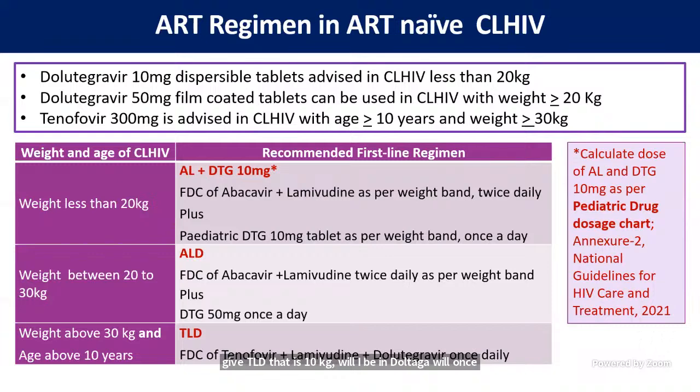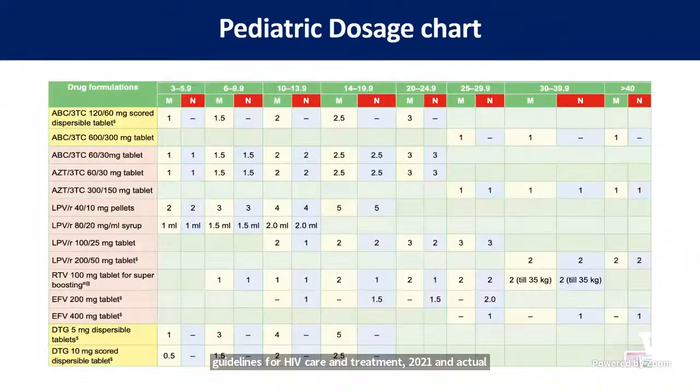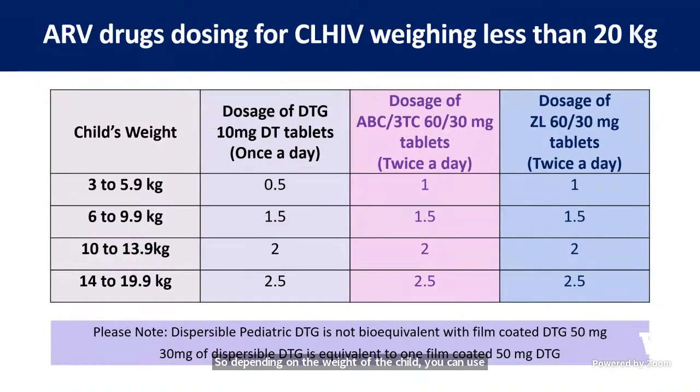So we have to calculate the dose of abacavir lamivudine FDC along with DTG 10 mg as per the pediatric drug dosage chart, which is available in our National Guidelines for HIV Care and Treatment 2021, Annexure 2. So this is the dosage chart. You can use this. It starts with the weight band from 3 to 5.9 kgs up to more than 40 kgs. So depending on the weight of the child, you can use this weight band and adjust the dosage appropriately.